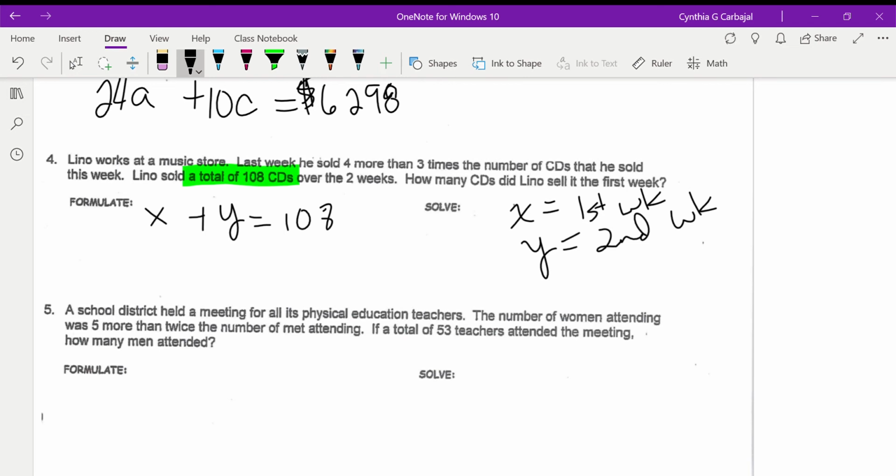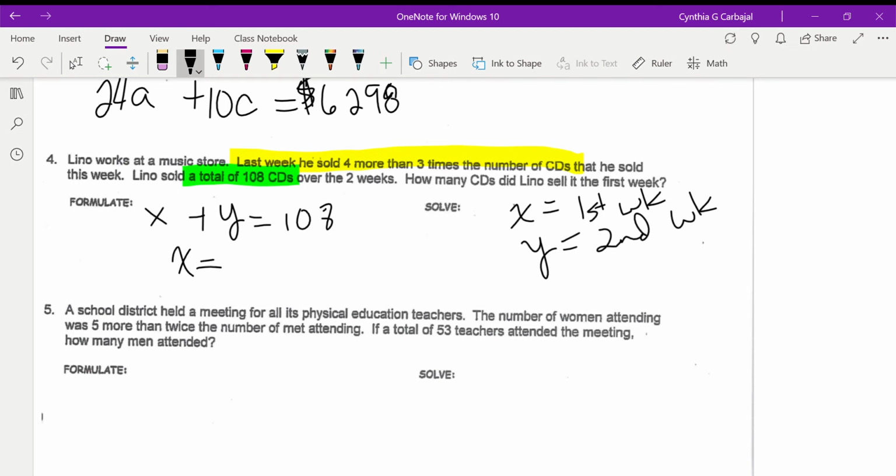Now the other one is not a total. Okay, it actually words it out very differently. So we have to read it and follow it. It says, last week he sold 4 more than 3 times the number of CDs that he sold this week. So last week he sold more. So it's always easier to start with the one they sold more of. So that's the first week, so X.